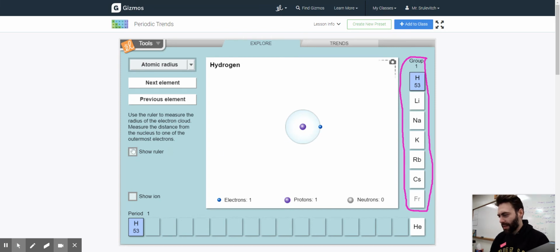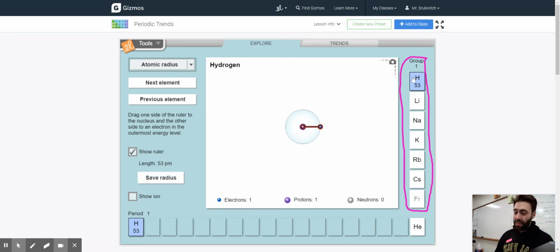So what you're going to do is click on this box here, show ruler, and then connect one end to the nucleus and the other end to the valence electron. Okay, since they're all group one, they all have one valence electron. Then click Save Radius. I already did that. That's why that 53 showed up.